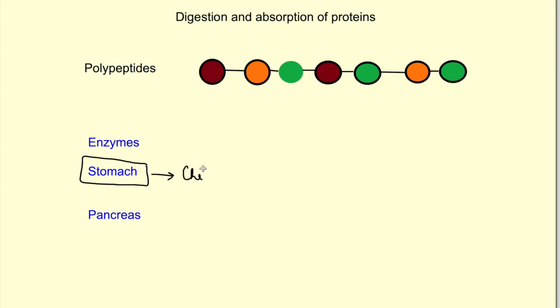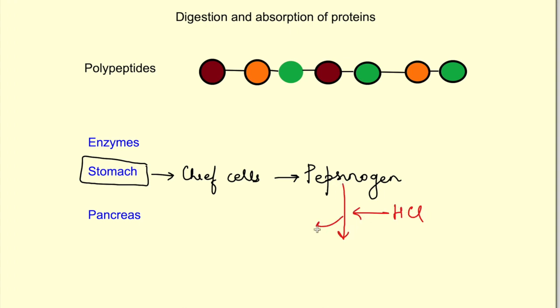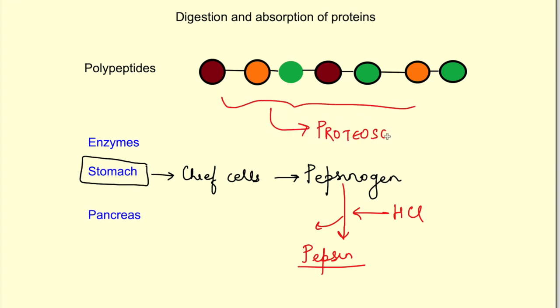In stomach, chief cells in the gastric glands release the inactive precursor pepsinogen, and it is the hydrochloric acid released by the parietal cells which acts upon this pepsinogen, cleaves a portion of it, and it releases the active enzyme pepsin. This pepsin then digests proteins to proteases and peptones. By the way, the optimum pH for the action of pepsin enzyme is less than 5, and we know that there is acidic pH in stomach. So as the pH decreases, the activity of the enzyme increases.